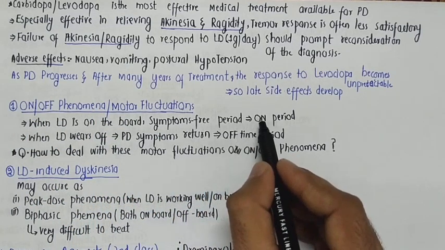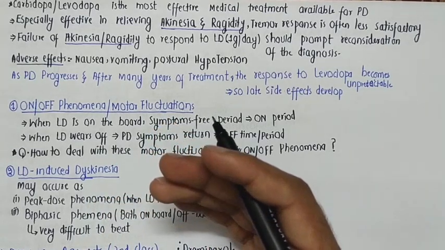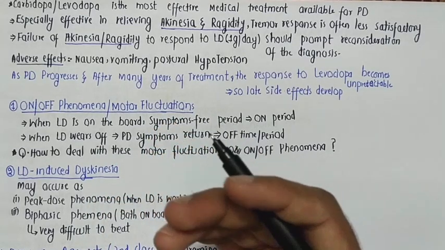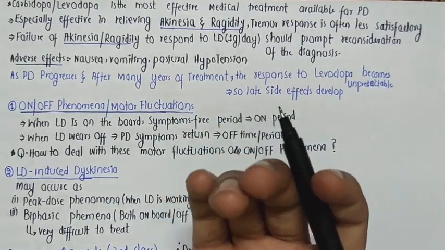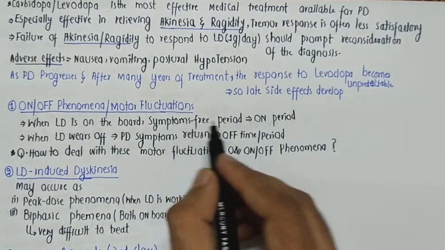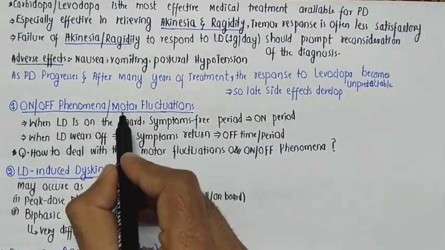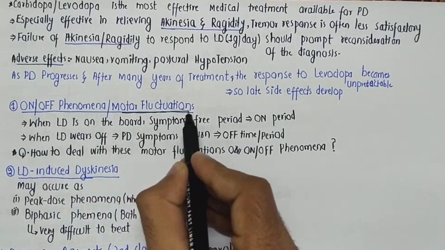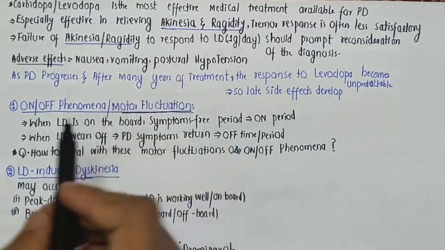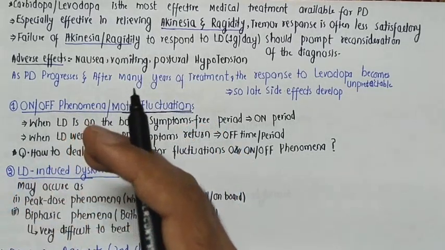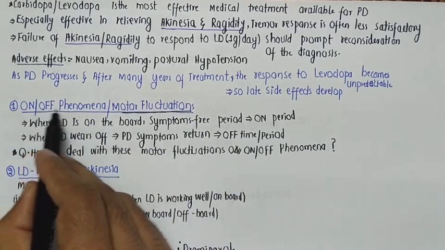When there is on time, the motor symptoms are not there: bradykinesia, tremor, rigidity. These are the motor symptoms, and they are not there. When there is off time, the motor symptoms return. So this is called motor fluctuations, or the on-off phenomenon. And when this occurs, it is very difficult to treat the patient, and very difficult to treat this on-off phenomenon.